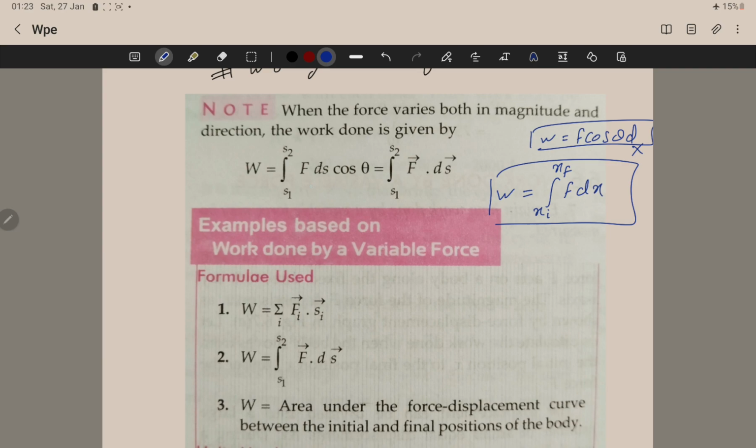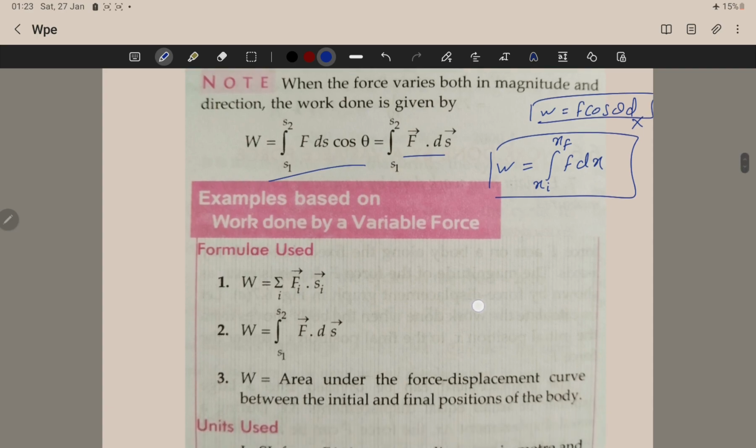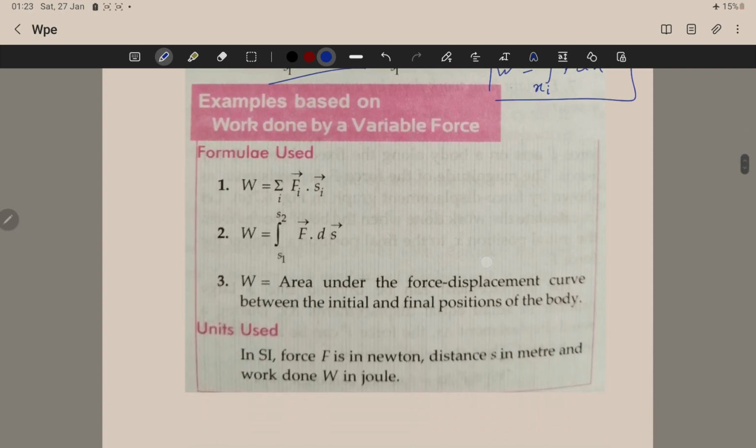So they are the same. Like here, F ds cos theta from S1 to S2, or we can also write it in terms of dot product. S1 to S2 is the displacement. So you can use either; you can do the summation, because we have to do the summation from small points, or the summation is also the same as the integration. So we can use this integration from initial point to the final point.